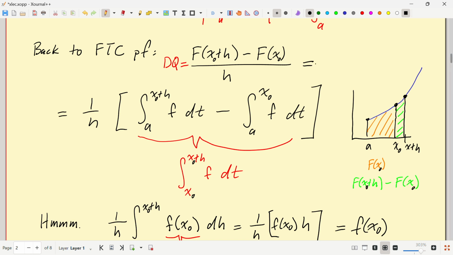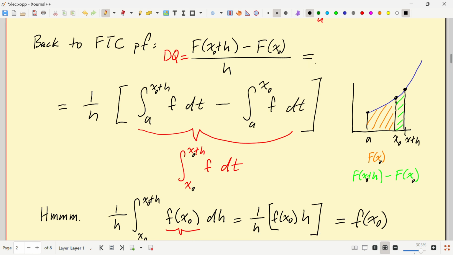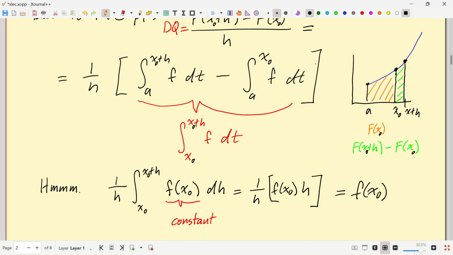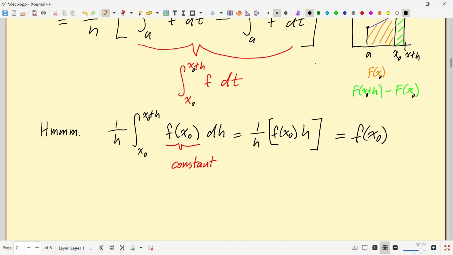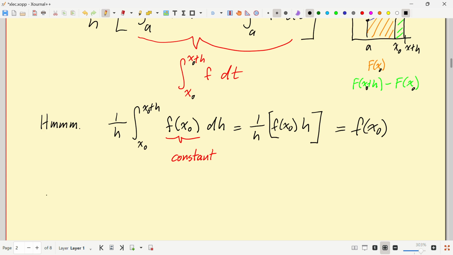And now I want to show that thing tends to f of x naught, little f of x naught, as h tends to 0. Okay, so here's the plan. I want to estimate the difference quotient minus f of x naught. I want to show that goes to 0.